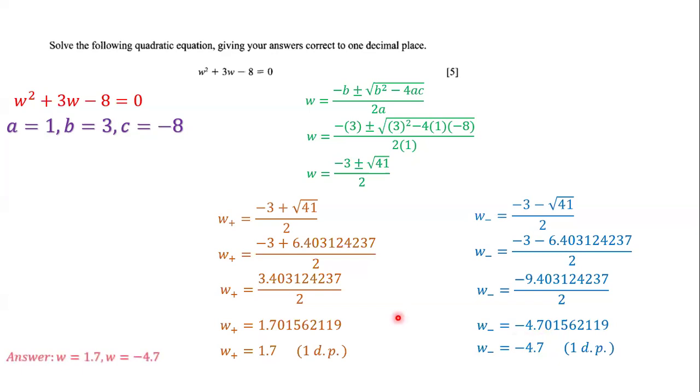And so that means our answer to this particular question is that w is equal to 1.7 and w is equal to negative 4.7. Again, w is equal to 1.7 and w is equal to negative 4.7. And that's the answer to this particular question.